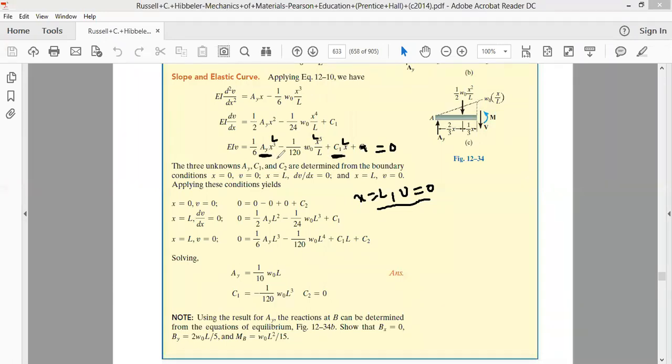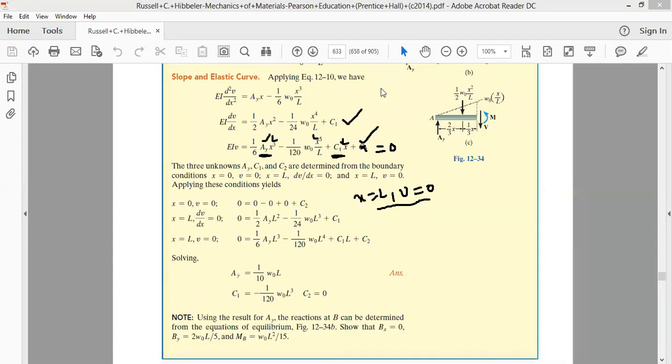Okay, AY is the reaction. So what we will be doing, we have in these two equations C1, which is one constant we have to find. We have to find the value of C2. This is 2, and we have to find this AY because this AY is also coming in our equation. So we need 3 equations.